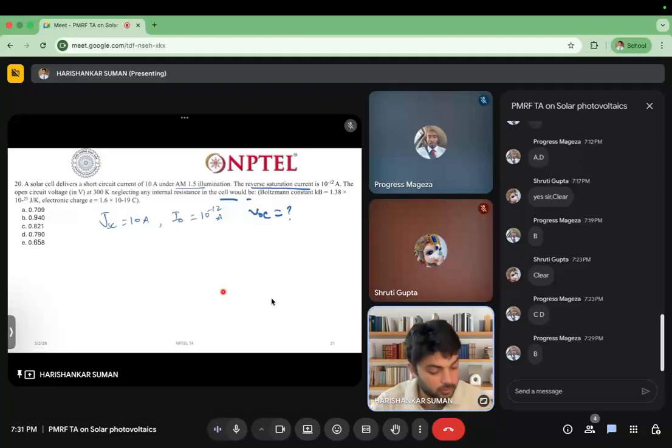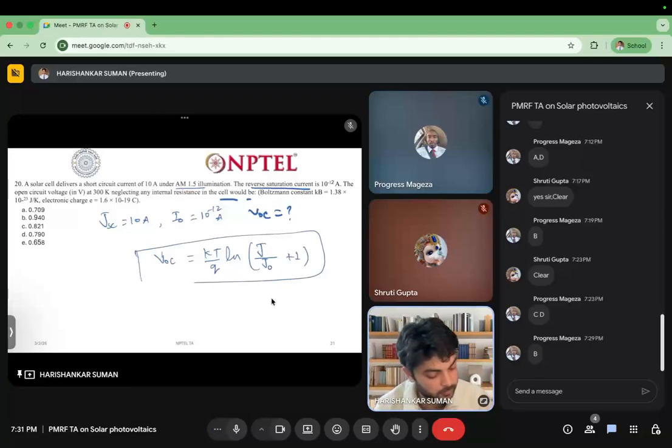Please solve this. Let me give you VOC equal to KT by Q ln of J upon J naught plus 1. This is the equation. Please find the answer now. You can take 2 minutes for this question.